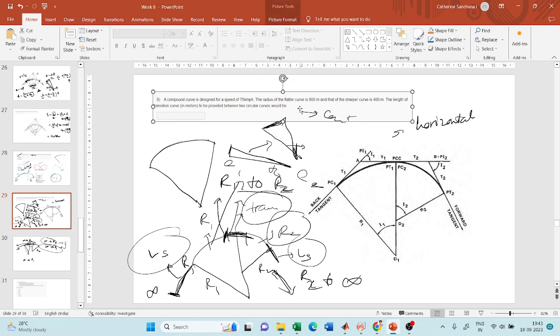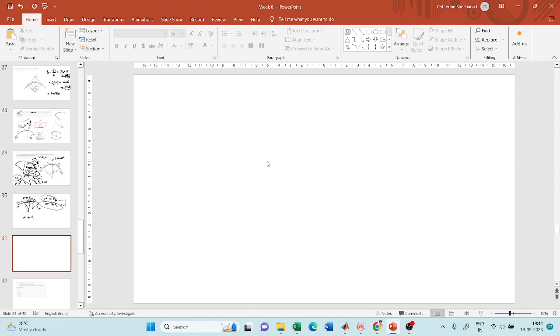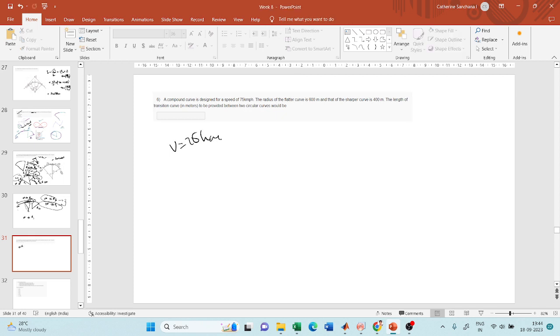We will substitute for what has been asked. A compound curve is designed for a speed of 75 kmph. The radius of the flatter curve is 600 meters. Radius of the smaller curve is 400 meters. What did I mean by the radius of the bigger curve? Its radius will be flat. It is kind of flat.